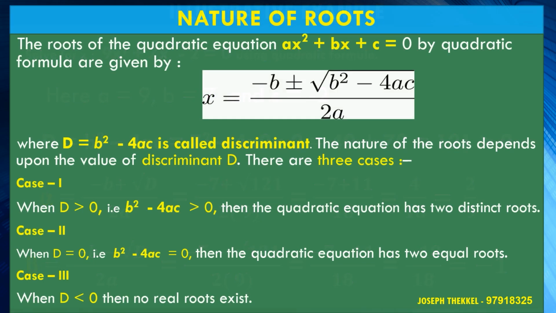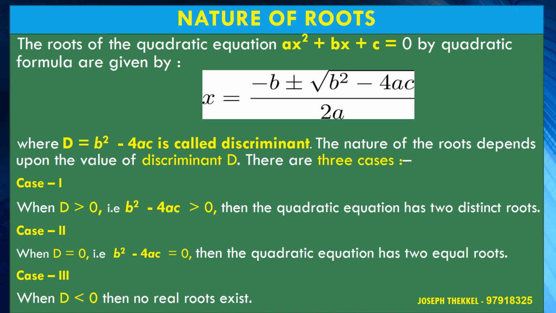Nature of roots. The roots of the quadratic equation ax square plus bx plus c equal to 0 by quadratic formula are given by x equal to minus b plus or minus square root of b squared minus 4ac divided by 2a, where D equal to b squared minus 4ac is called discriminant. The nature of the roots depends upon the value of discriminant D.